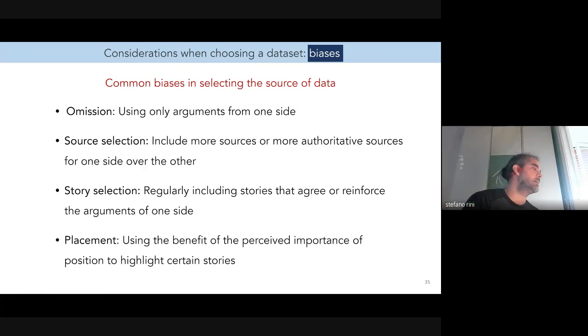Then there is something which is more malicious from the point of view of the test designer, which is story selection. Even if we are not aware of it, we usually tend to prefer data that agrees ahead of time with the story that we're trying to tell. So we are writing a paper, again, on how bad nutrition is for people, and so we try to find sources of data that reinforce the view that we want to write a paper about. We might not be aware of it, but of course this is a bias that we have.